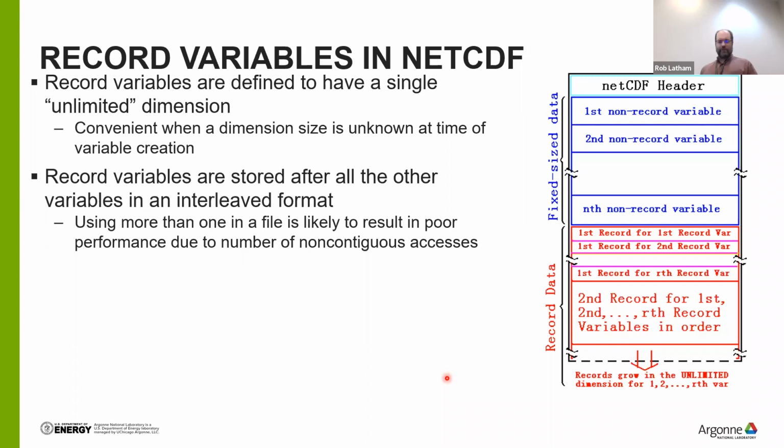And if there's only one of these record variables in the file, that's not such a big deal. But if there are multiple record variables, then the data is interleaved like a deck of cards, and that can generate a non-contiguous access that, as we saw from our MPIO example, could result in pretty poor performance if you're not careful.